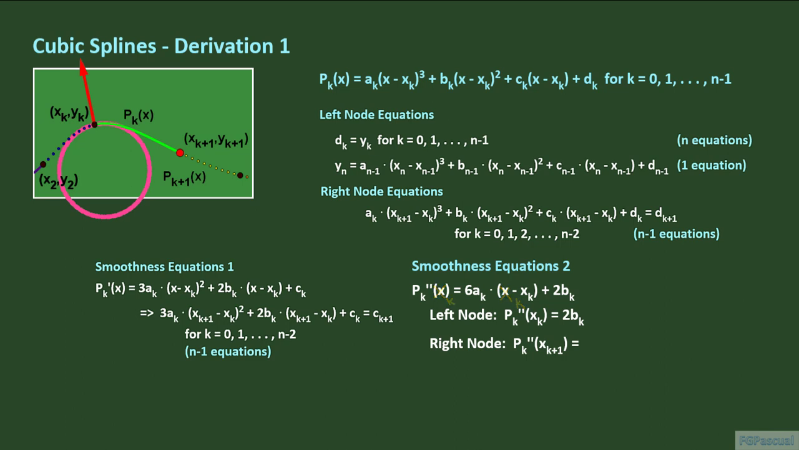Plugging in x sub k plus 1 for x in p sub k double prime, we get this string of terms. Also, p sub k plus 1 double prime of x sub k plus 1 is equal to 2 times b sub k plus 1. And so we have another set of equations.